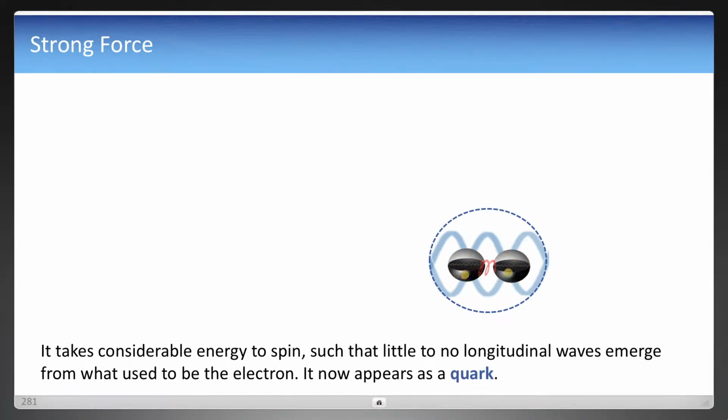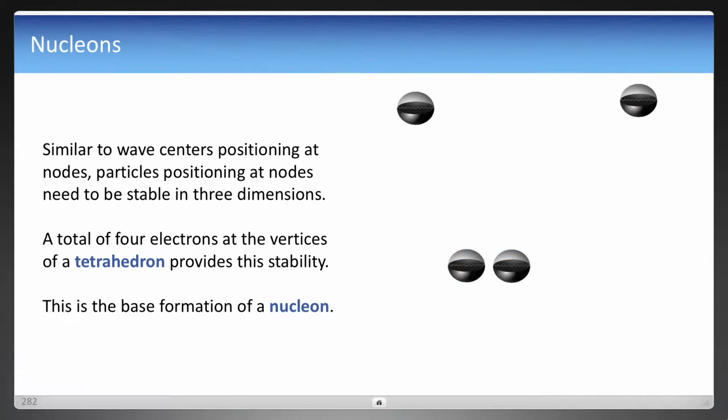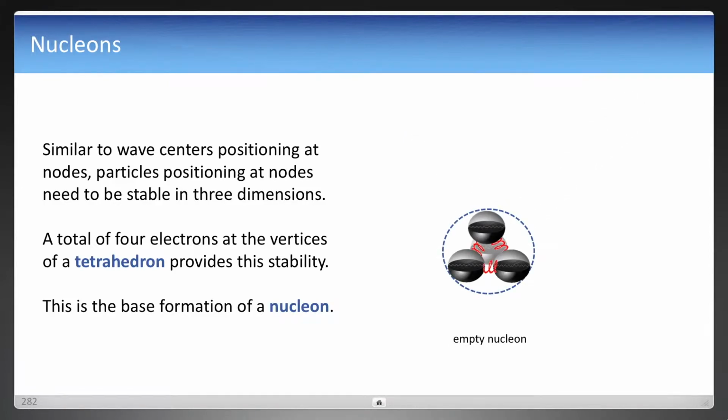And furthermore, because it takes so much energy now to spin, very little longitudinal waves emerge, and that electron really doesn't appear like an electron, and now appears to be a new particle, such as a quark, and it's formed a composite particle. But also, just like particles, it takes wave centers and particles in geometries that are stable in three-dimensional waves, and again, it's a tetrahedron. So here's four quarks forming the empty nucleon.